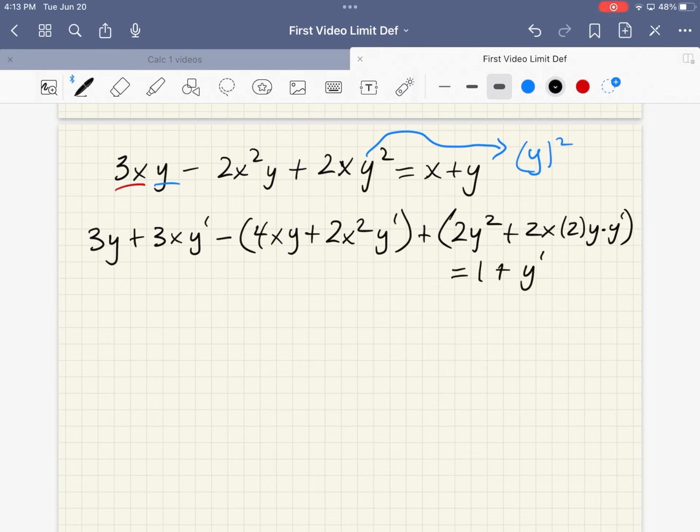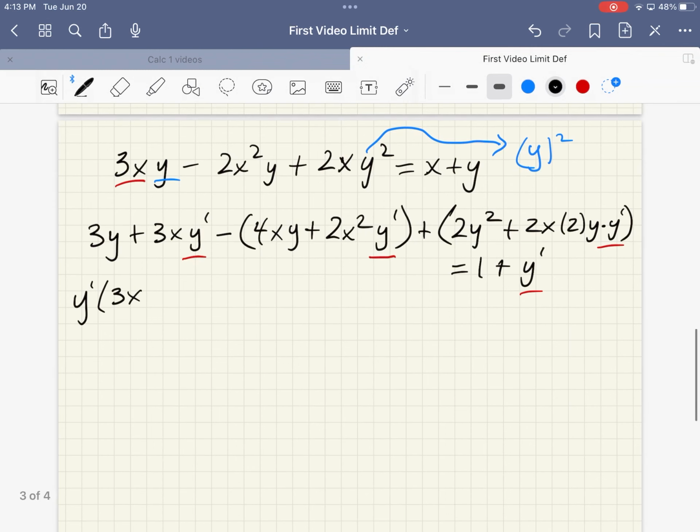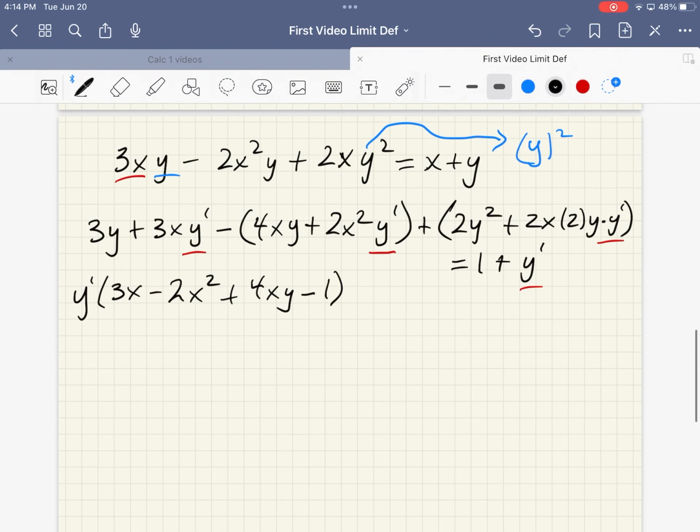Now this one's a little different than the previous one because I have y primes on both sides. So I'm going to gather all the y primes on the left. I've got one right here, I've got one here, I've got one here, and I've got one here. So we're going to put all those on the left side. So I'm going to have y prime, I've got a 3x, I have a negative 2x squared, I have a positive, notice this is going to be 4xy, and then this one, when I move it over, is going to have a minus 1, right? Because when I move it over, it's negative y prime. And everything else is going to go on the other side.